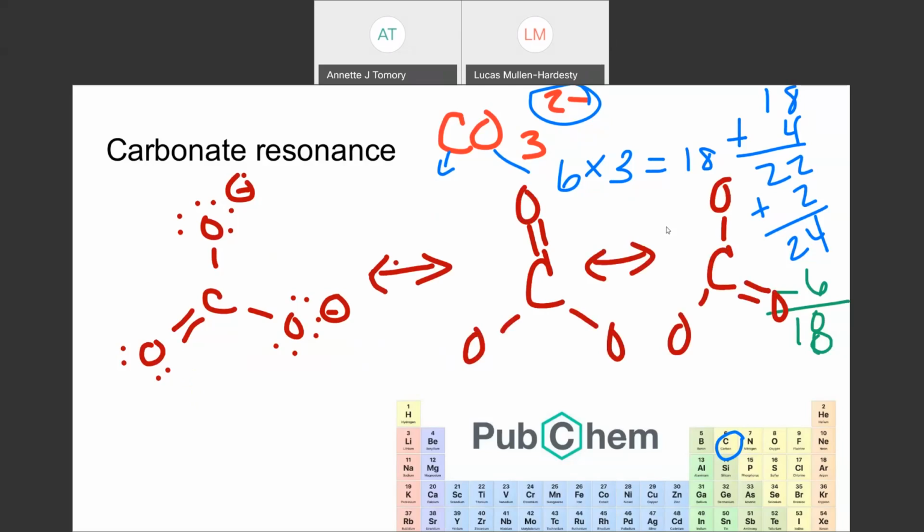Okay, so those are my 3 resonances, assuming that you put in all the dots around it and the charges. But that's how you determine resonance.